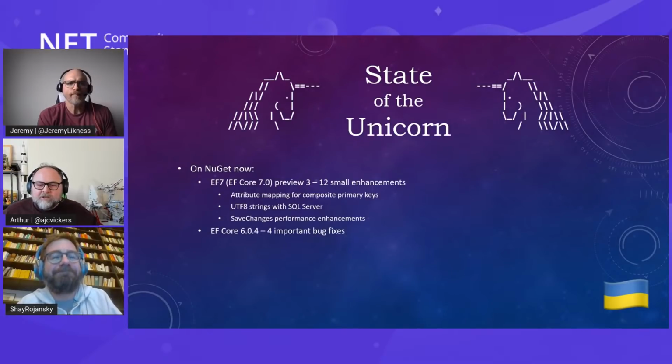Also, we have the latest patch of 6.0.4, only 4 bug fixes this time. This indicates that we're really kind of stabilizing down on EF Core 6. Yeah, we'll keep doing patches, but probably most of the stuff we've kind of got in there. There's still things trickling, and certainly report them, but it's stabilizing nicely.